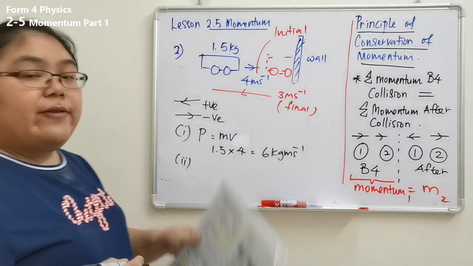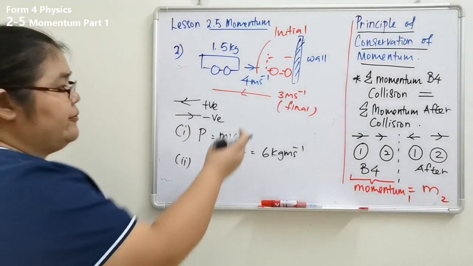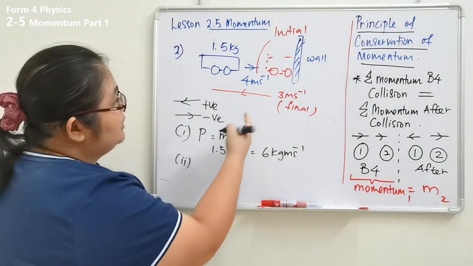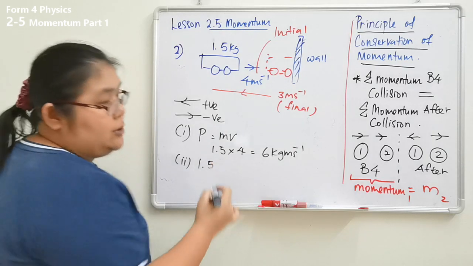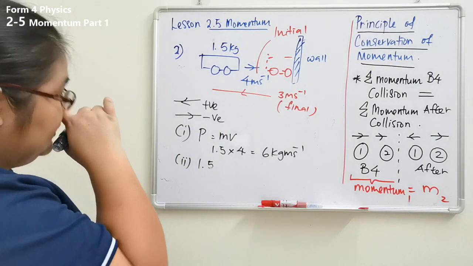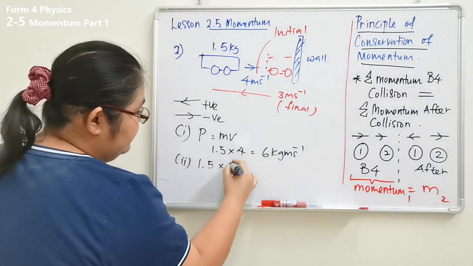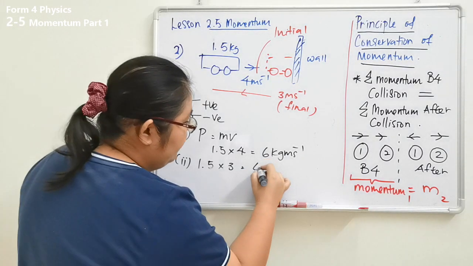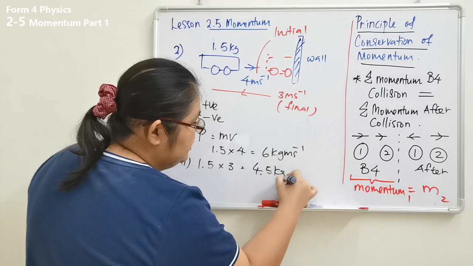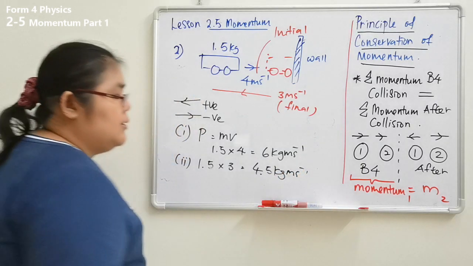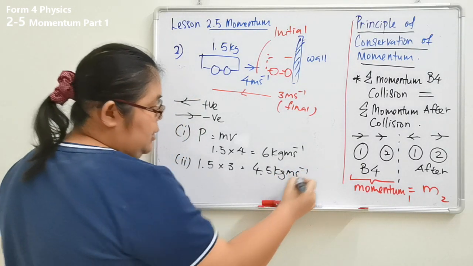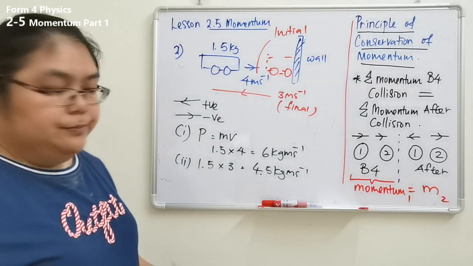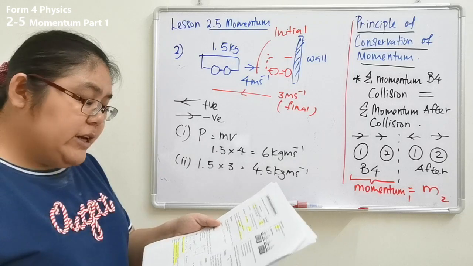Okay, number 2, they ask for the final momentum. What's the final? Final is this part. So for the final momentum, the formula is the same. Still 1.5, the mass cannot change. Now we see the velocity. Velocity is 3. So I find number 2, I get 4.5 kg m s^-1. So this one is the final momentum. Okay, now the next one.